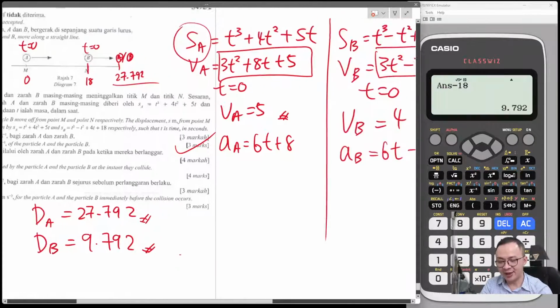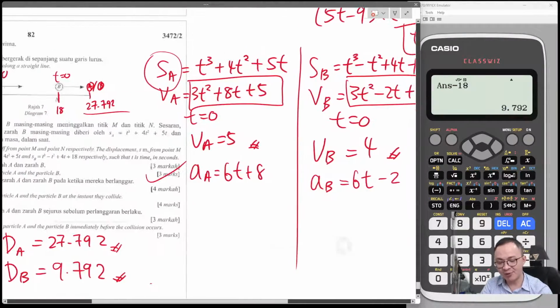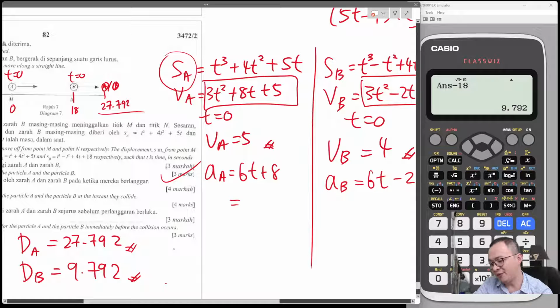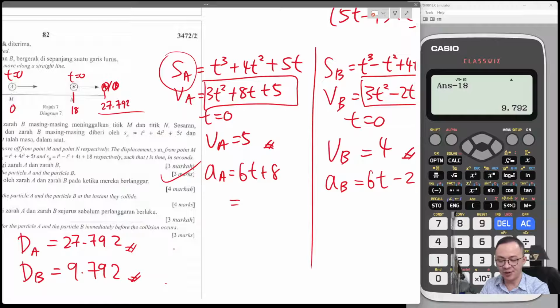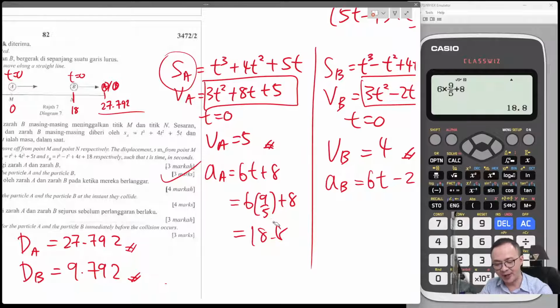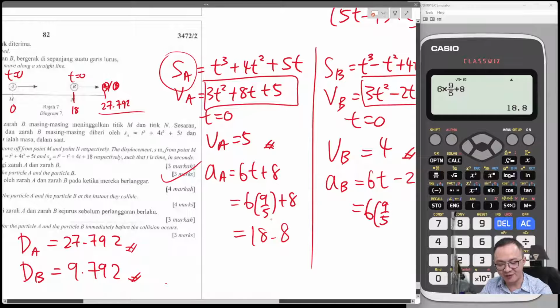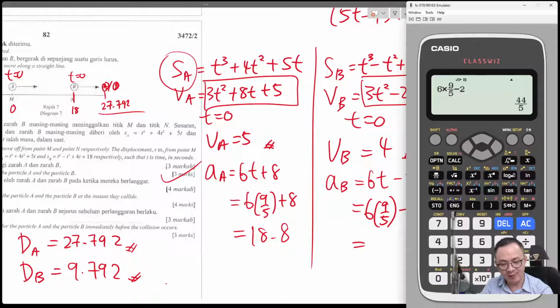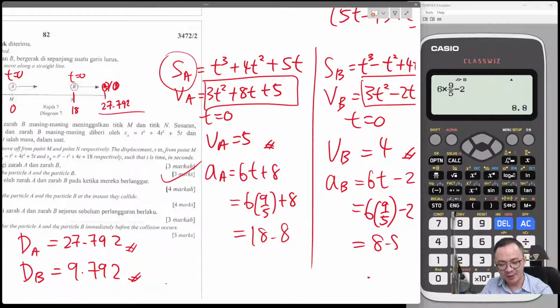And then that happened at time equals 9 over 5, right? So I believe we just sub the 9 over 5 into the equation. Then we will get the final answer. So 6 times 9 over 5 plus 8. Then this one should be 18.8 before that happened. Then this one, I will do the same thing, sub the 9 over 5 into it also. So plus 8 becomes minus 2. So it will be 8.8. Okay, done.